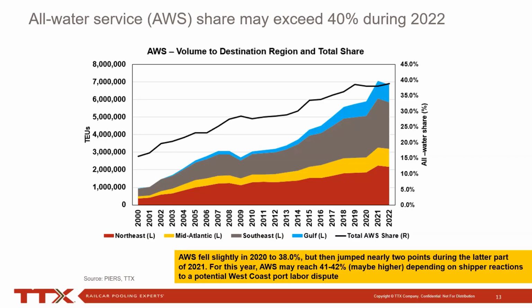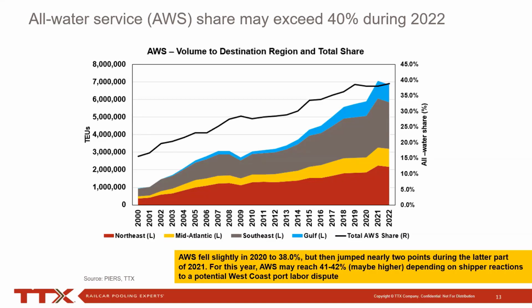So if you look at the chart, you can see a blue area on top, which was pretty thin in 2004, 2009. But now you can see it's widened and it's a meaningful amount of volume starting, say, 2017 and currently growing. All water share fell in 2020 from 2019 to about 38%, but then it jumped nearly 2 points during the latter part of last year. For this year, all water share is now around 41, 42%, and it could jump to something much higher than that, depending on shipper reactions to a potential West Coast labor dispute.